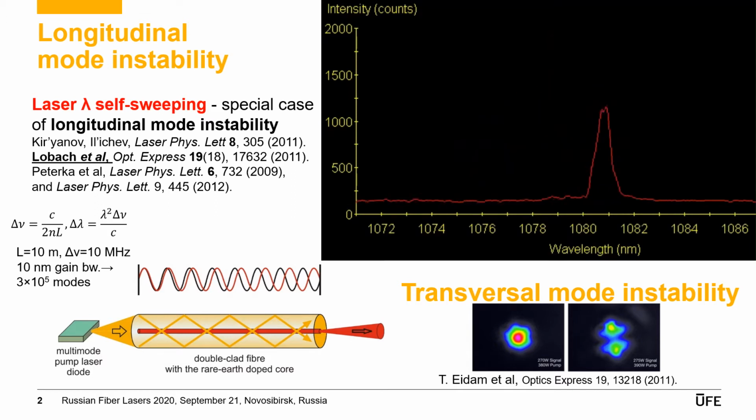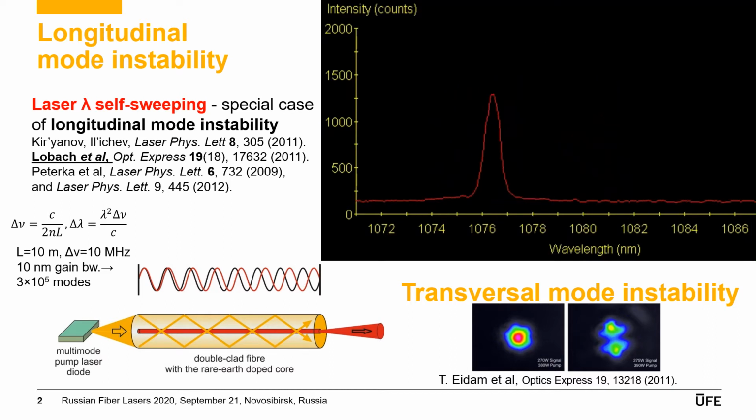For those who are not familiar with self-sweeping, you can see this effect in this real-time movie. It is a spectrum of a ytterbium fiber laser of similar setup, like this Fabry-Perot laser with mirrors formed by cleaved fiber ends. The laser wavelength is continuously and slowly sweeping from about 1072 nanometers to 1082 nanometers and then jumps back. It is a special case of longitudinal mode instability. The longitudinal modes coherently lase one by one. More famous is of course the longitudinal instability regime where the modes are locked the other way around. They oscillate also coherently, but at once, in the so-called mode-locked regime.